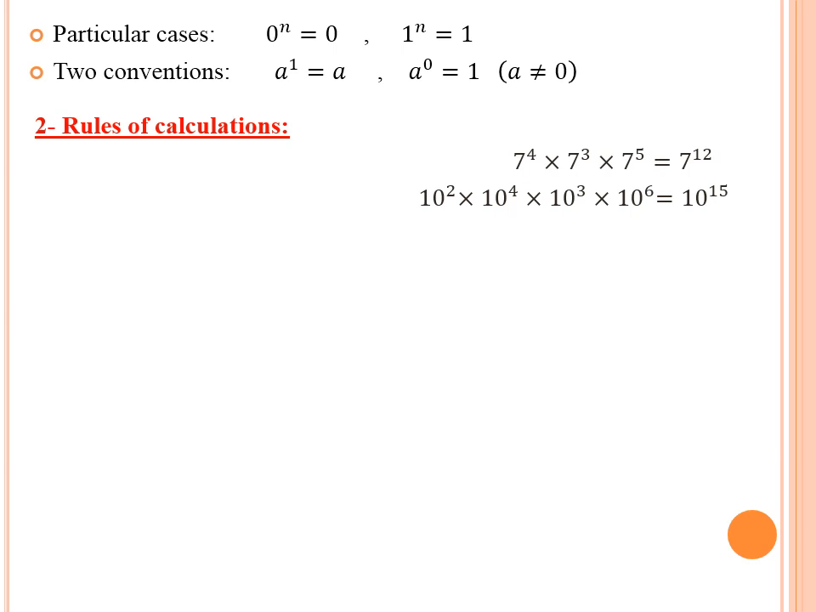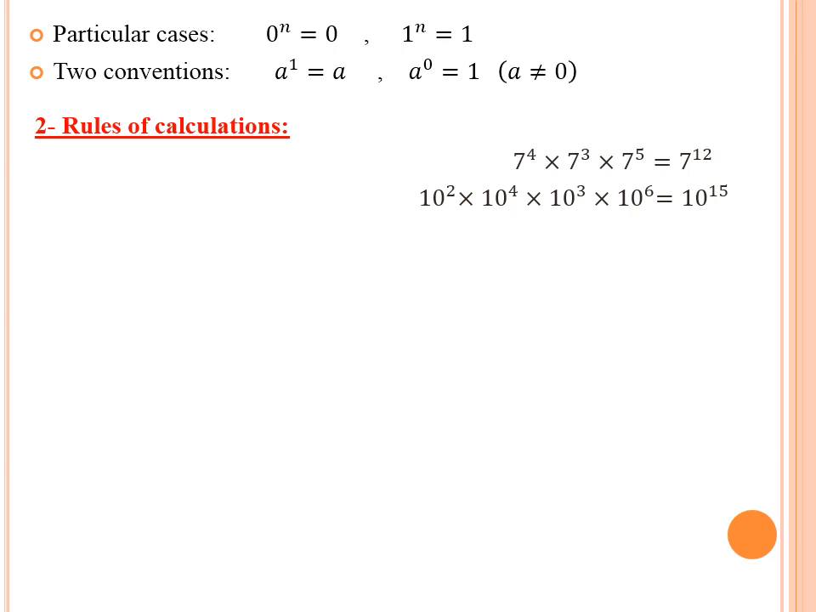Again, 10 to the power 2 times 10 to the power 4 times 10 to the power 3 times 10 to the power 6. We have the same base, which is 10 in this case. Different powers, 2, 4, 3, 6. We should write the base, which is 10, and add the powers.